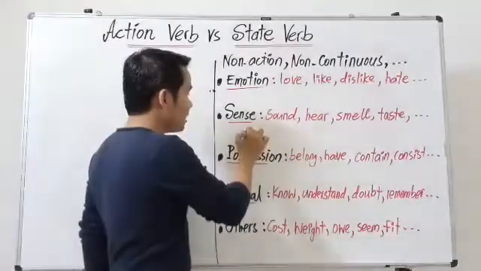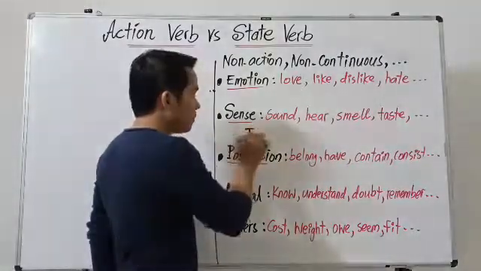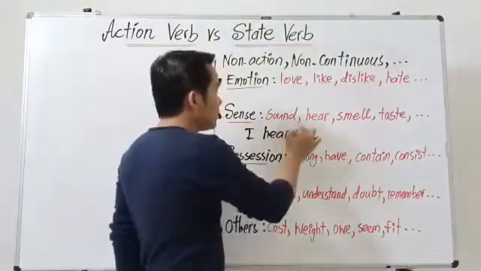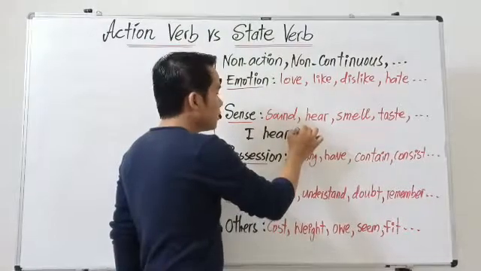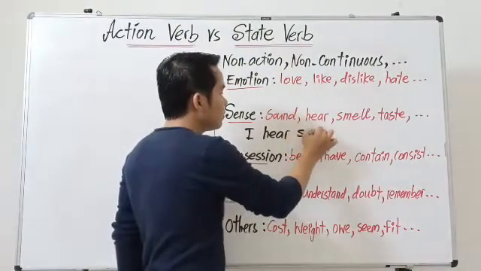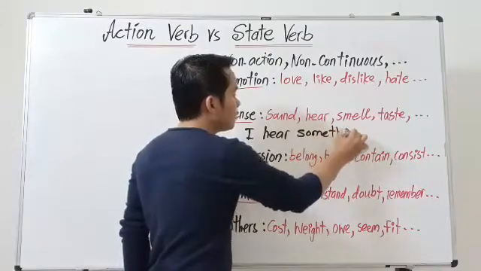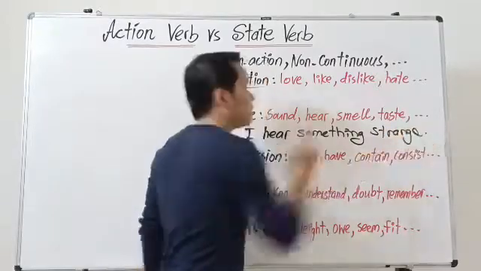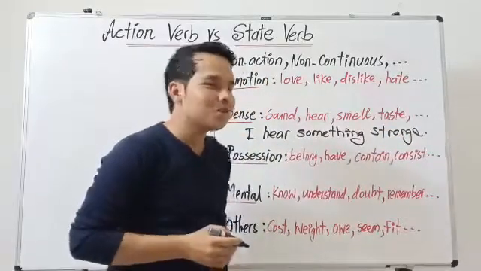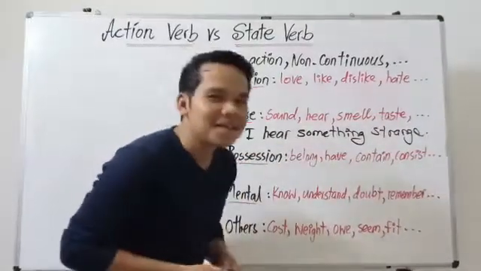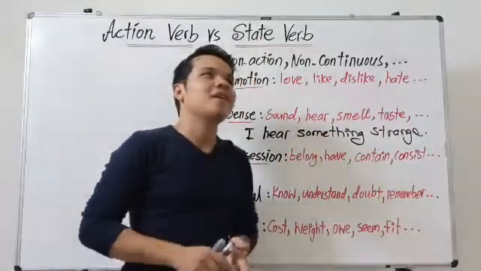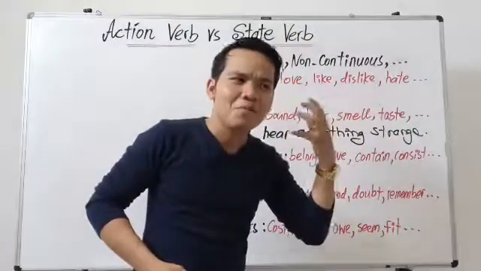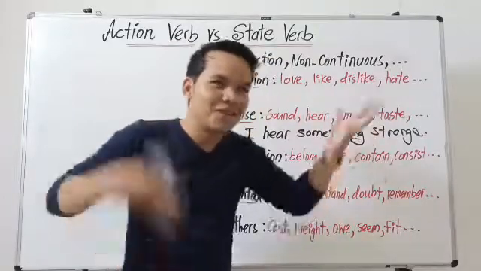Like we can say, I hear something strange. We can say I hear something strange, but we cannot say I'm hearing something strange. Because hearing, we cannot see that action. What is the action for hearing? We cannot see the action of hearing.